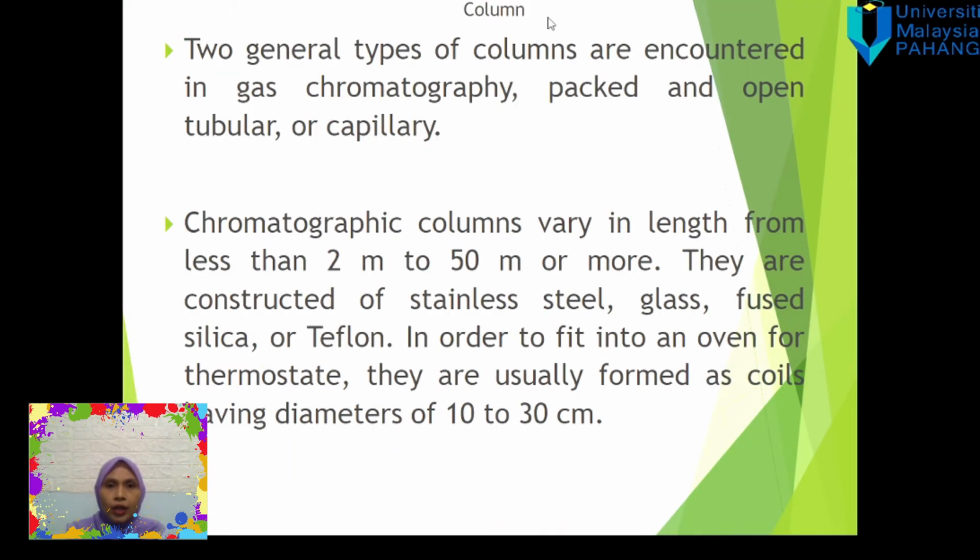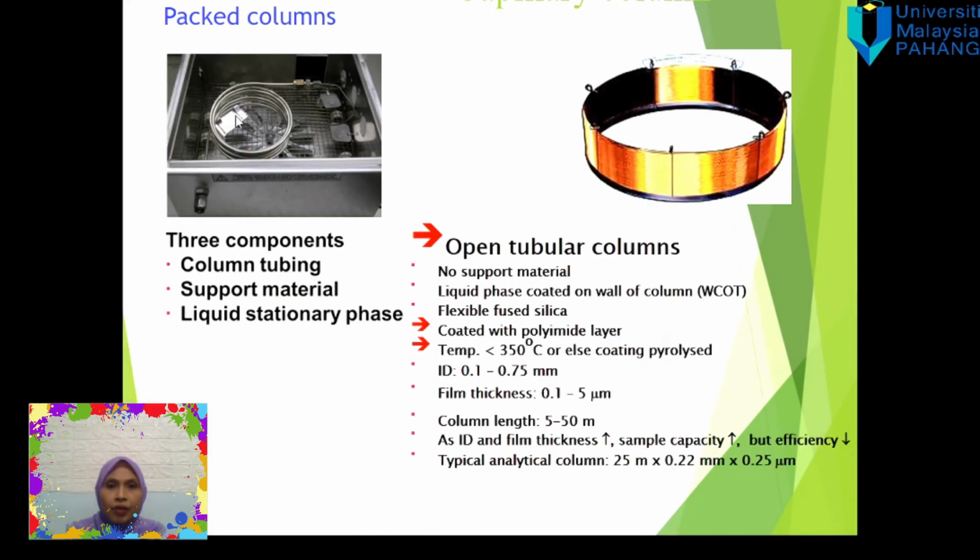Now the next part is the column. The columns encountered in GC are of two types, which are packed and open tubular, also known as capillary. The column length is quite different from HPLC. For this one it is 2 meters, for HPLC 150 centimeters. So this one is like 2 meters to 50 meters, or even longer, and it is formed in this coil shape. So it becomes longer, and this is the type of column.